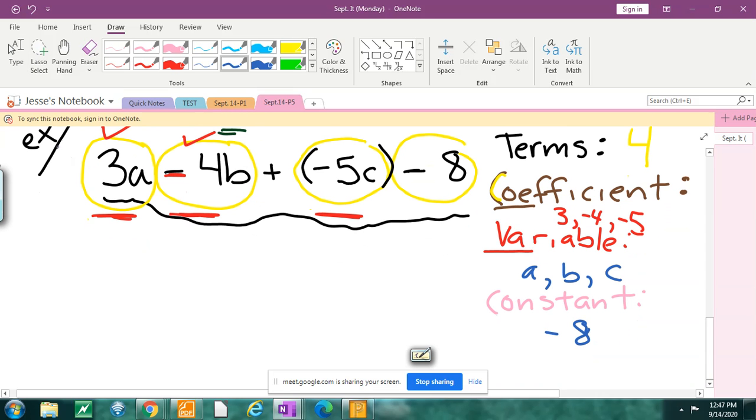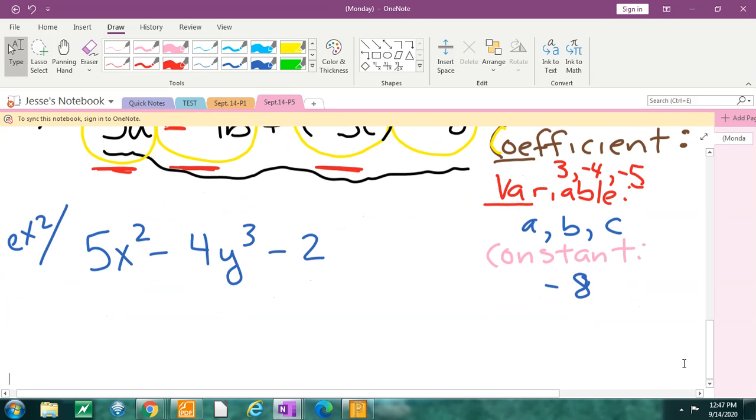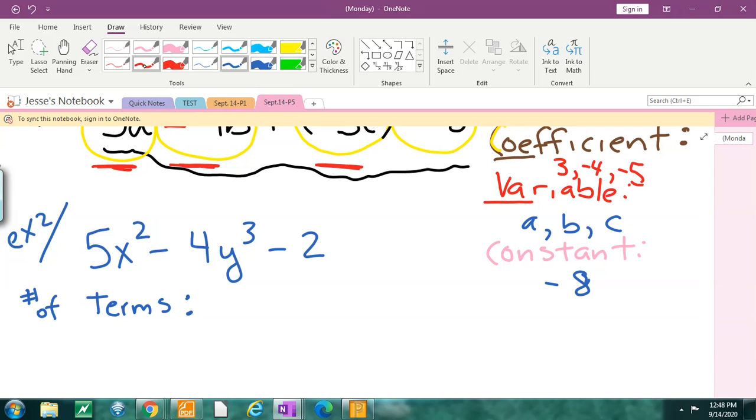All right. So let's do another example. Example number 2. Let's try 5x squared minus 4y to the third minus 2. Now in the homework that I'm going to give you later on, not today, I'm going to tell you how many terms. So it's going to be number of terms.